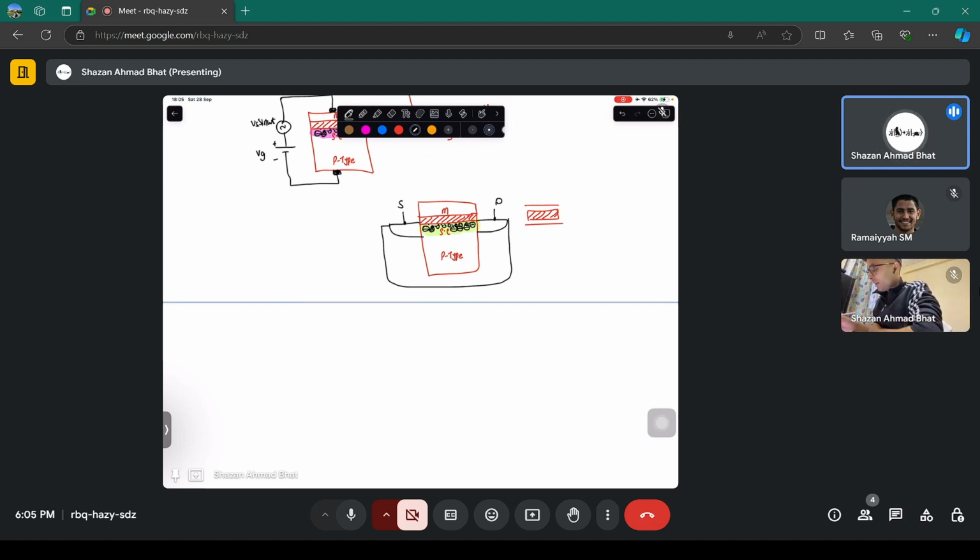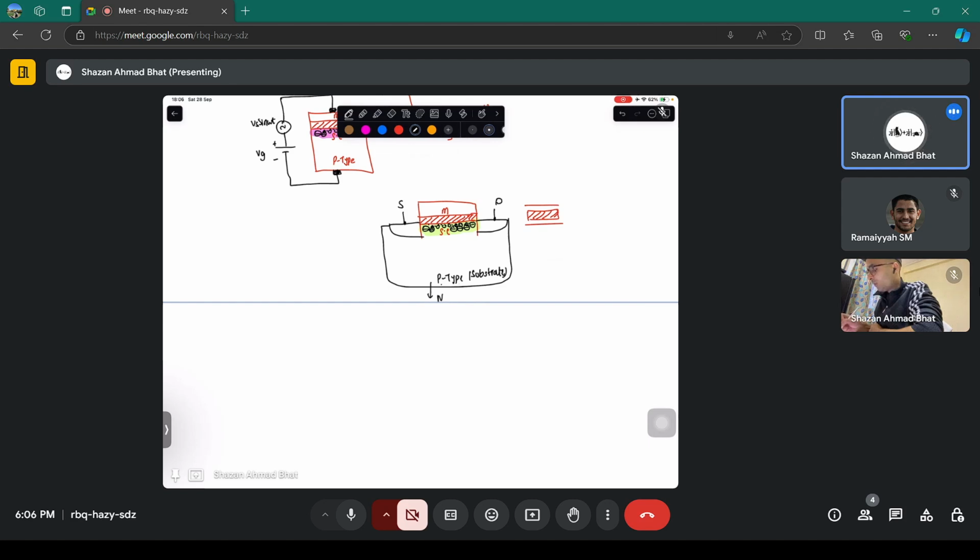Now what happens if, let's say, this is a p-type bulk semiconductor? Let's say this overall is p-type, a p-type substrate, p-type silicon.